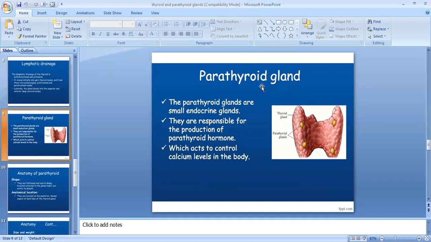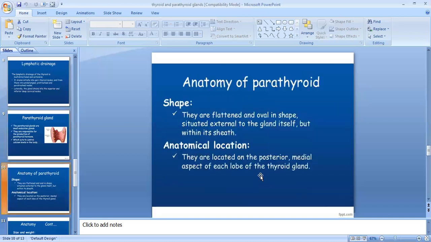Now, what about the parathyroid gland? So, the parathyroid glands are very small in size. They are lobulated, yellowish in color. They are present on the posteromedial aspect of the thyroid gland. They are usually four in number, and they produce hormone with the name of parathyroid hormone that helps to control calcium level in the body.